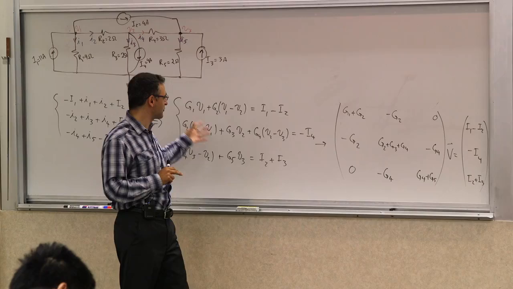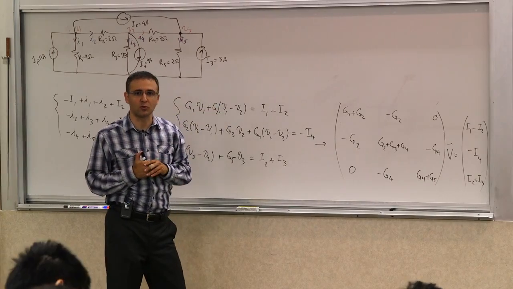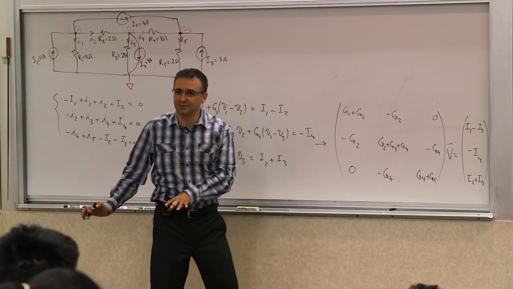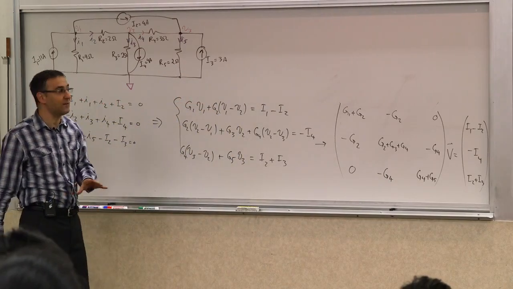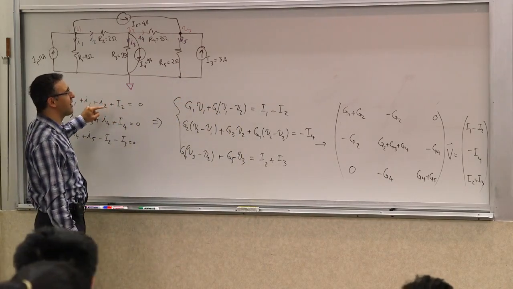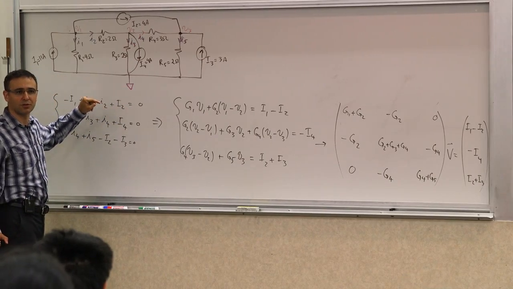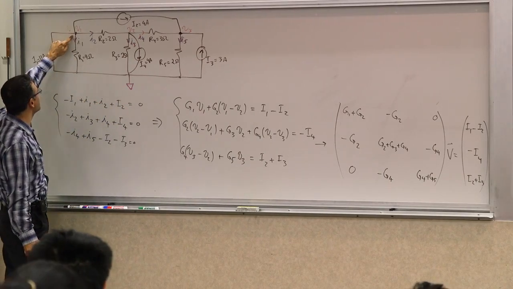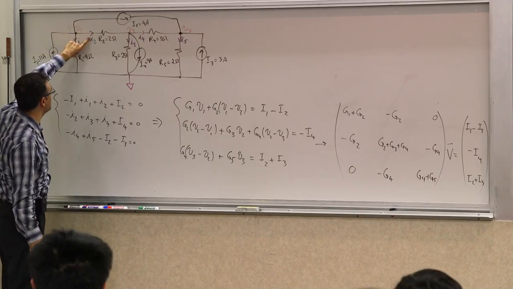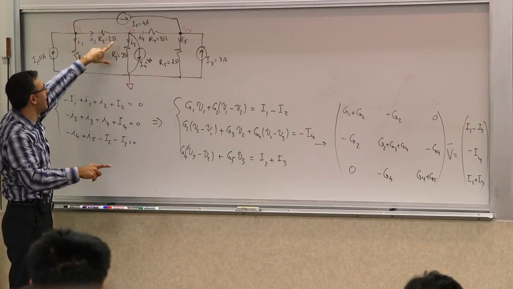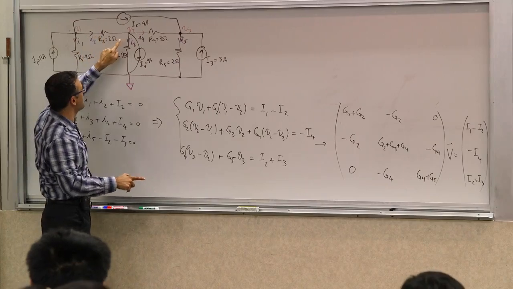So let's see if that rule, that hypothesis that we had about how to generate this without writing any of these equations, is true. We said that diagonal terms are all the conductances attached to a given node associated with the voltage. So element 1,1 should be all the conductances attached to this node. So it's G1 and G2.